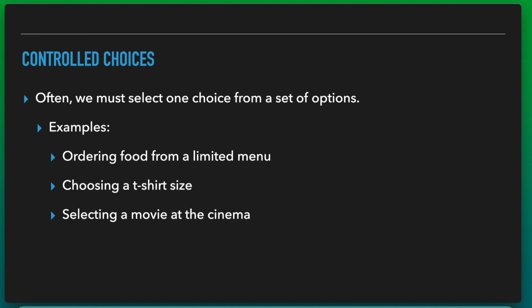Example number 2. When you go to the store, you need to choose the correct t-shirt size. So we're looking at extra small, small, medium, large, extra large. You get one choice out of the choices that are given to you. You can't just make up a size. They're not custom making that for you when you are at the store. You need to select from choices that already exist.